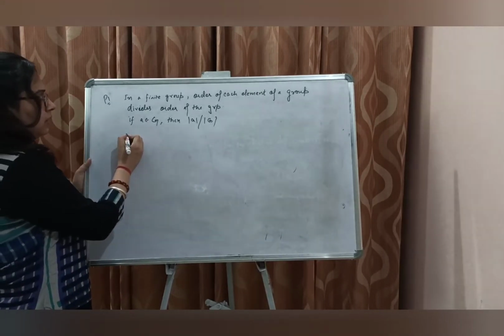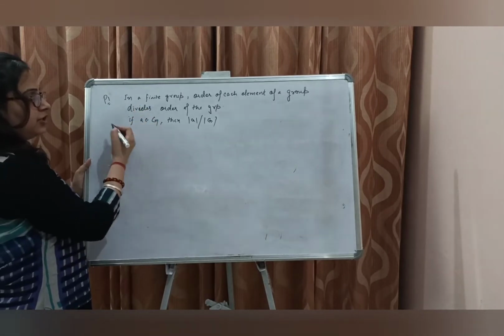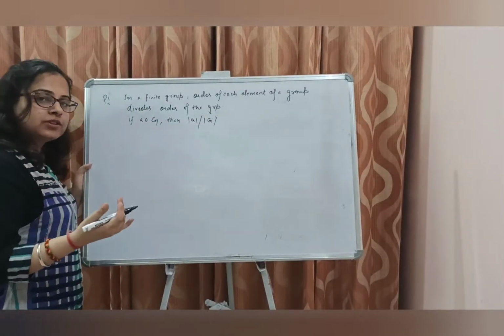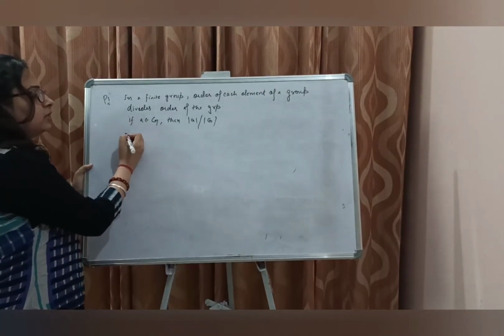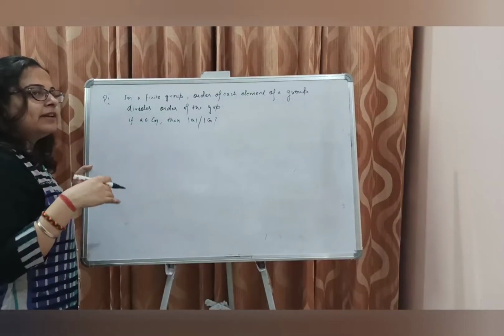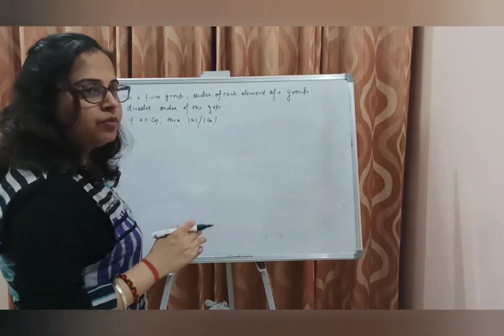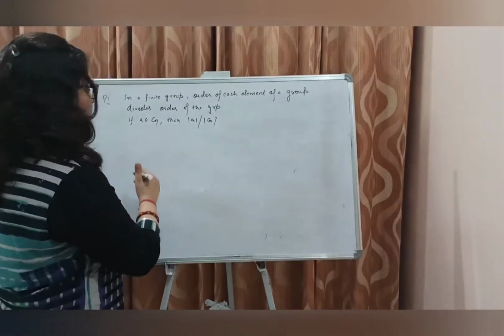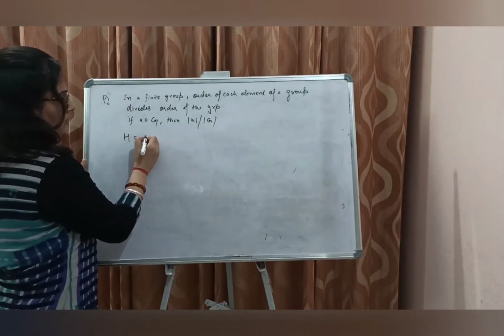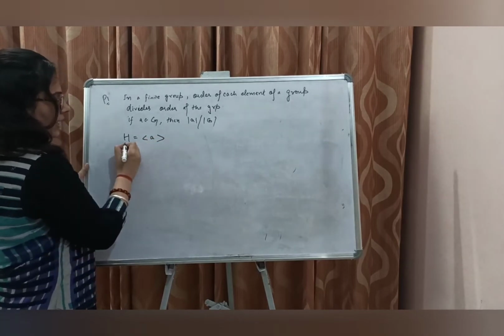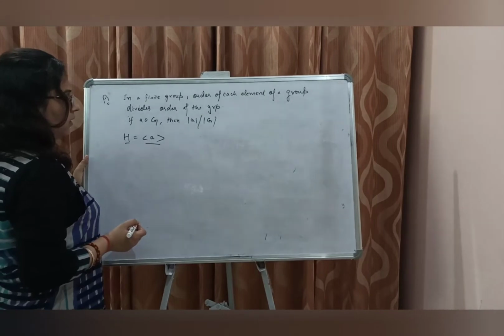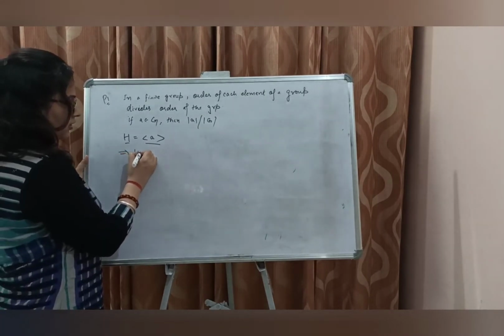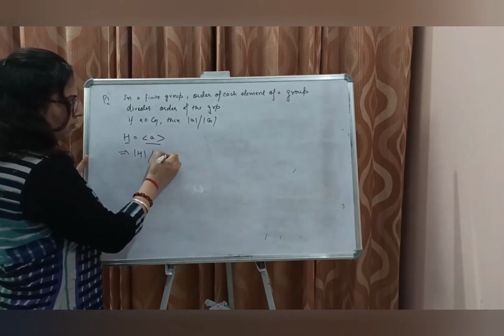We know clearly from Lagrange's theorem, if G is any finite group and H is a subgroup of G, the order of that subgroup divides the order of G. That means the order of every subgroup of a finite group will divide the order of the group. So consider H equal to the cyclic group generated by element A. So this implies the order of H divides the order of the group.